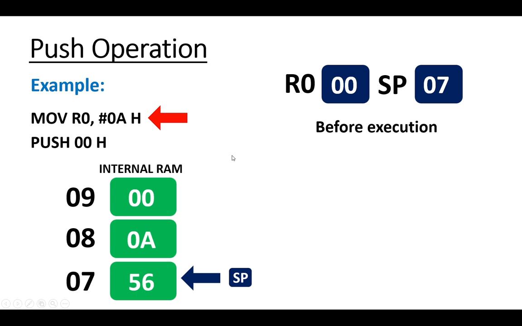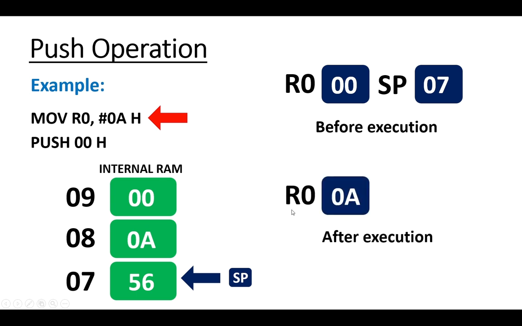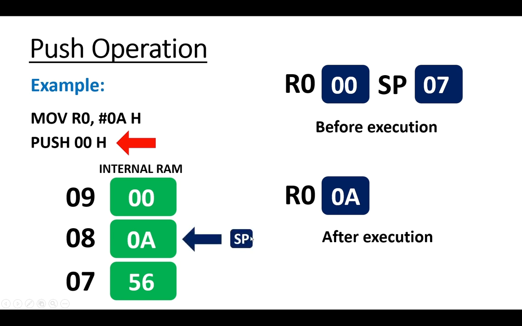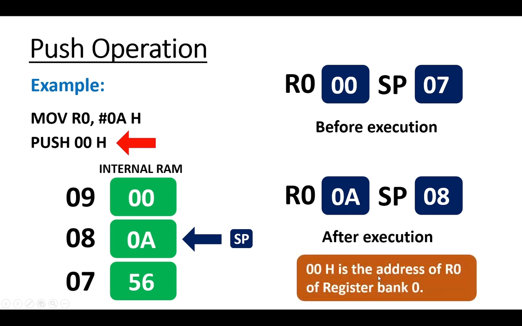When the move instruction is executed, R0 is loaded with this 8-bit immediate data, which is 0AH. And when the push instruction is executed, the data from this R0, which is 0AH, will be pushed onto the next memory location. SP is incremented by 1, and then data from this address will be pushed onto the stack. So now after incrementing, SP is 08H. 00 is the address of R0 of register bank 0, and that's why we are indirectly accessing R0 using this address.